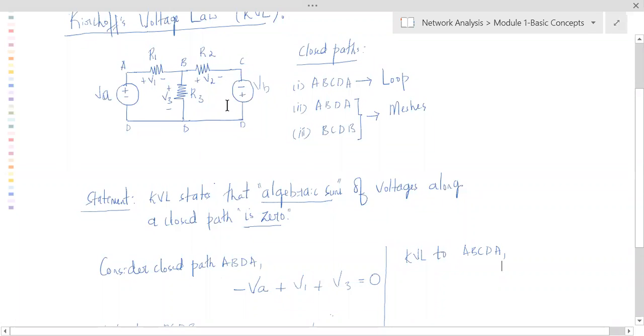So how do the signs need to be understood? You should understand by seeing which sign we are approaching first when we are moving in clockwise direction. Okay, so it's minus VA, plus V1, fine, then plus V2 minus VB is equal to 0. So this is what KVL is telling us.